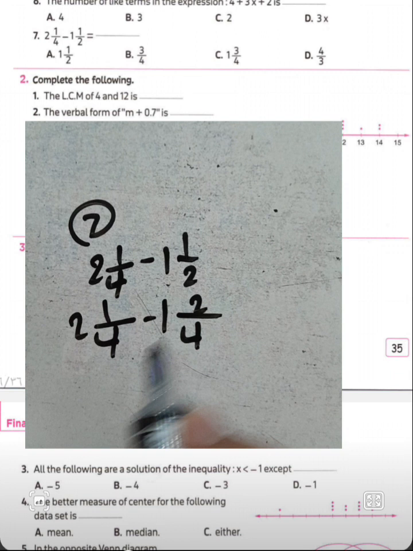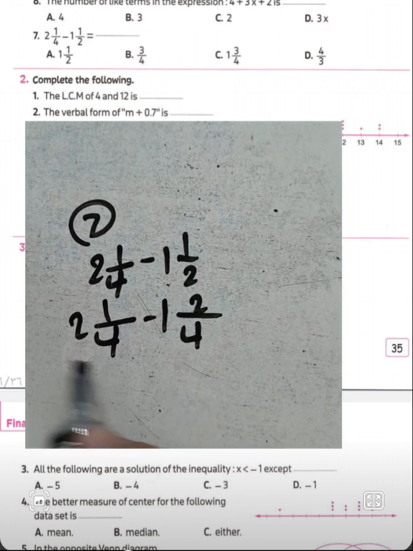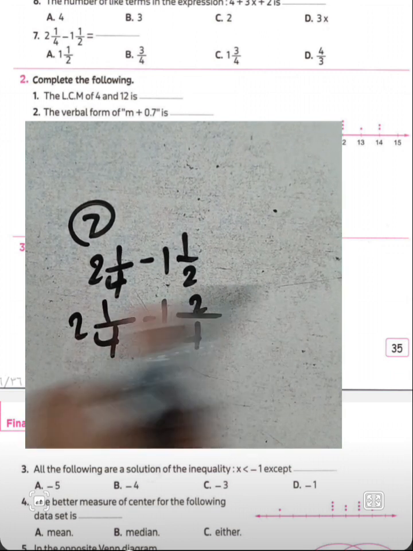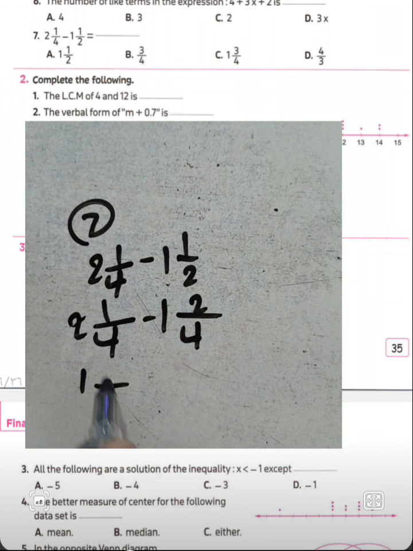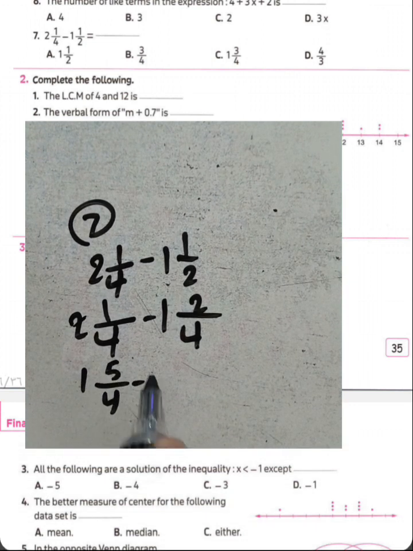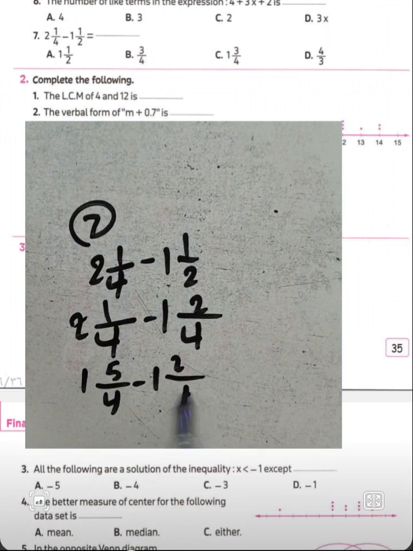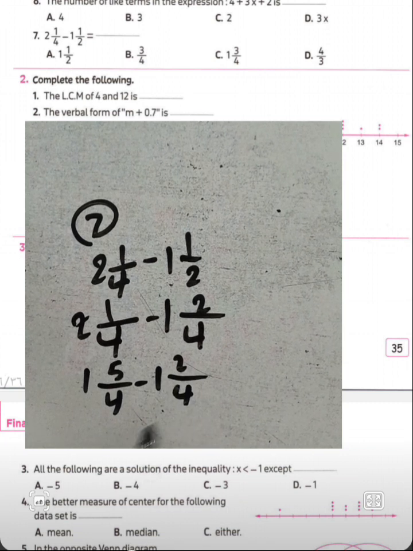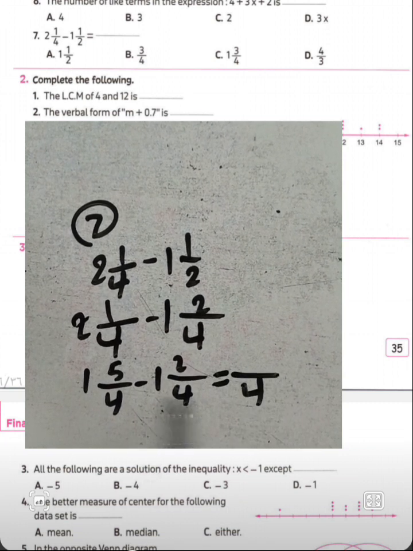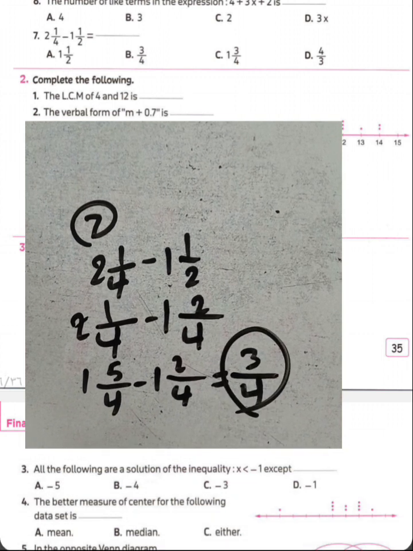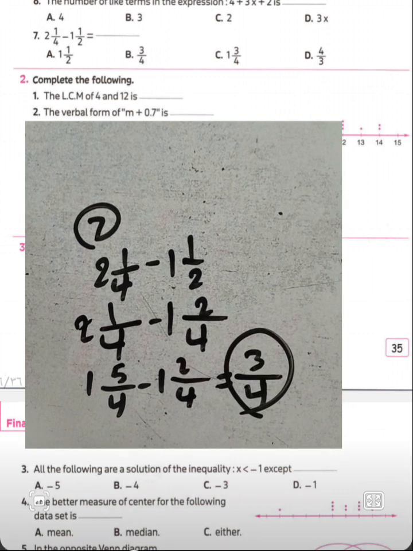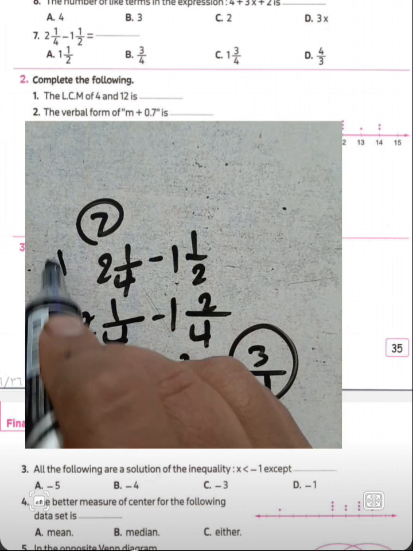And then we can find the difference between the two numbers here, because 1 minus 2 we can't do. So you must borrow 1 from 2 here. It will be 1, and 1 over 4 will be 5 over 4. Subtract 1 and 2 over 4. The result will be 3 over 4. The result here will be 3/4. Choose letter B.